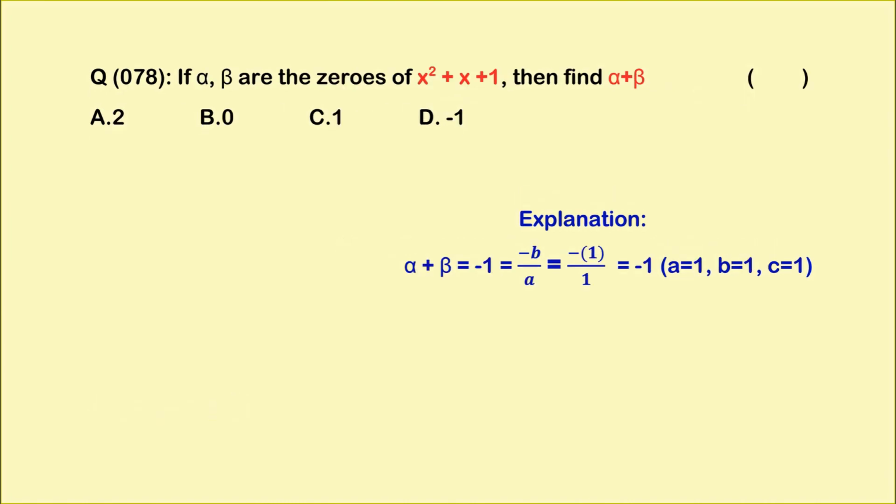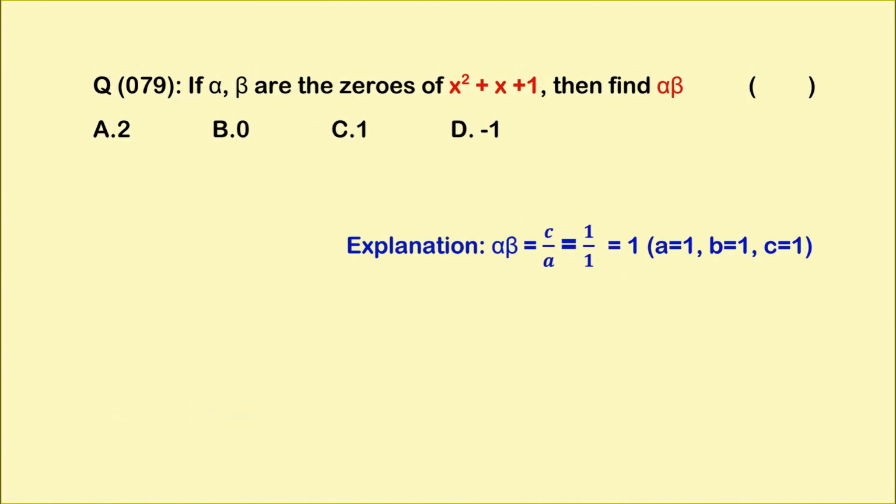Question number 78. If alpha and beta are the zeros of x square plus x plus 1, then find alpha plus beta. If you compare with the standard equation ax square plus bx plus c, the value of a is 1, the value of b is 1, and the value of c is 1. We know that the sum of the roots, alpha plus beta, is equal to minus b by a, that is minus 1 by 1, which is equal to minus 1. So the right answer is D.